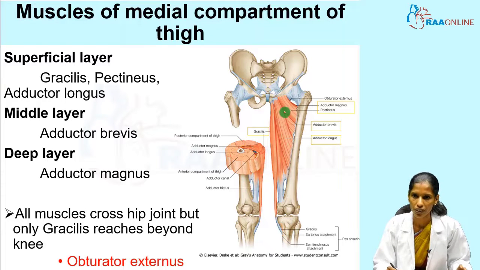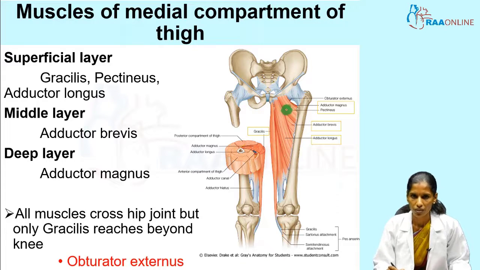The superficial layer: after removing the skin, superficial fascia and deep fascia, we can see from medial to lateral, the long muscle which is present, the medialmost muscle, is the gracilis. A little lateral to that you can see the adductor longus, and lateral to the adductor longus is the pectineus muscle. So from medial to lateral, gracilis, adductor longus and pectineus form the superficial layer of this compartment. Between the pectineus and adductor longus, you can see the adductor brevis, which forms the middle layer of the medial compartment. Just deeper to these two layers, you can see the adductor magnus, which forms the deeper layer of this compartment. In this picture, all these muscles cross the hip joint, whereas only the gracilis crosses the knee joint.